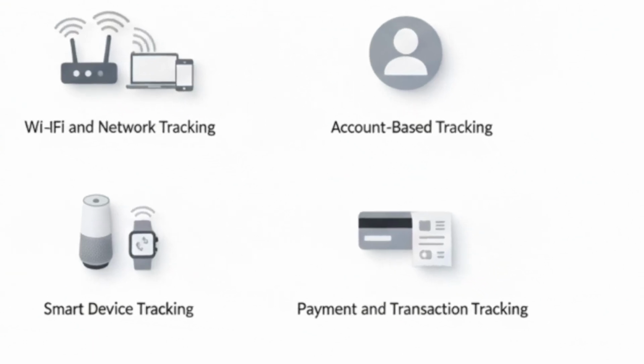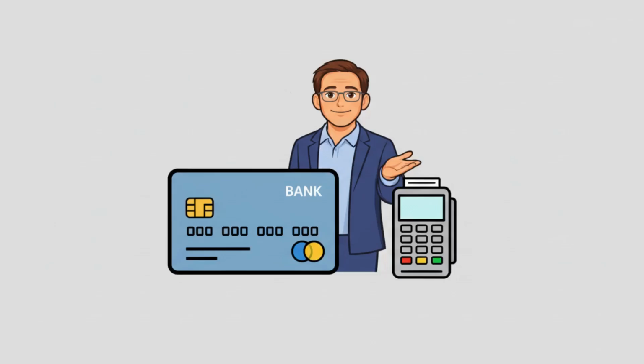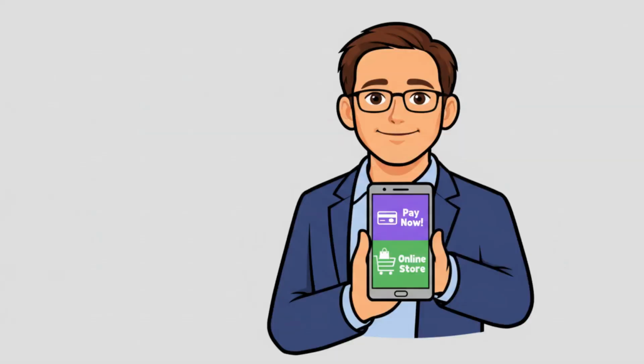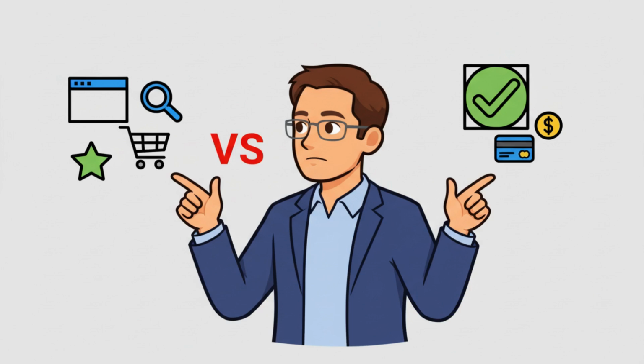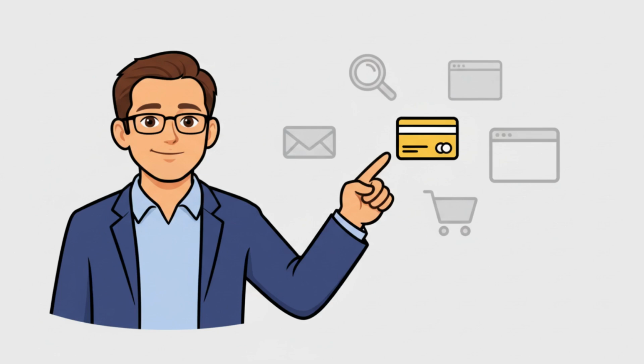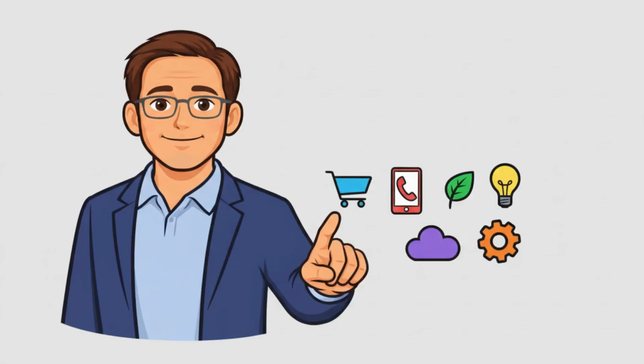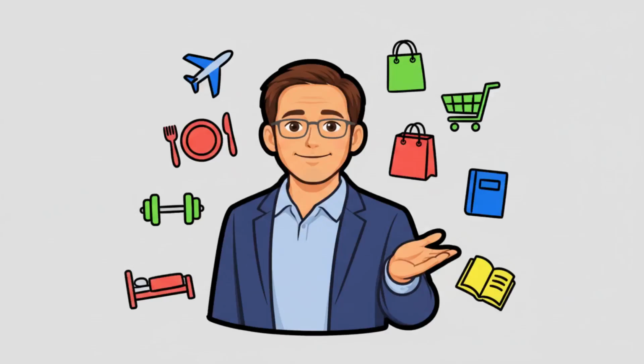Payment and transaction tracking. Payment tracking records your purchases, subscriptions, and financial behavior. With the rise of digital payments and online shopping, this data has become increasingly detailed. It differs from other tracking types by focusing on actual transactions rather than browsing behavior. What makes it valuable is its connection to real economic activity. It matters because it reveals spending habits, preferences, and lifestyle patterns, often used for marketing and financial analysis.